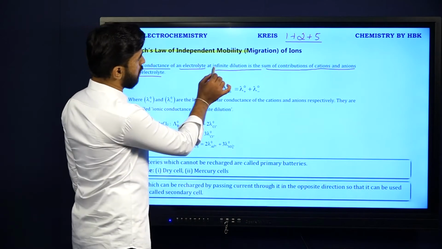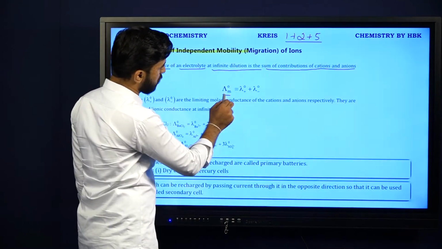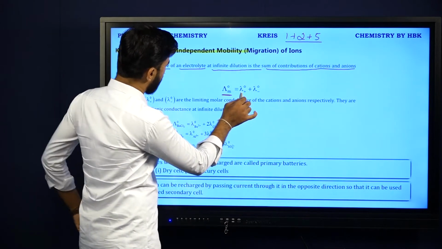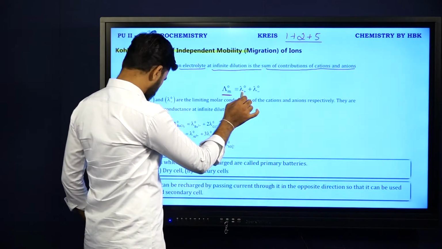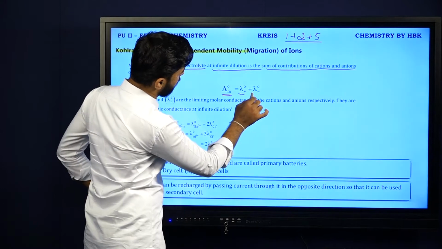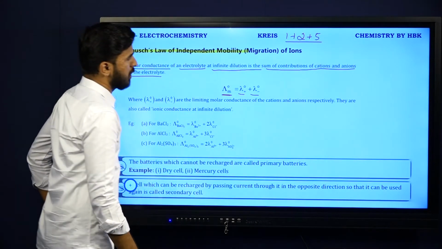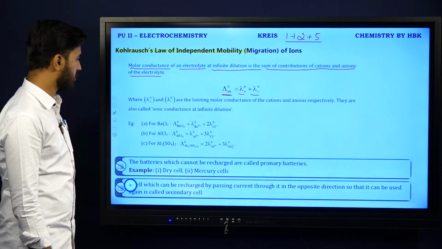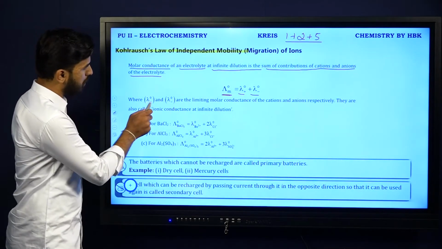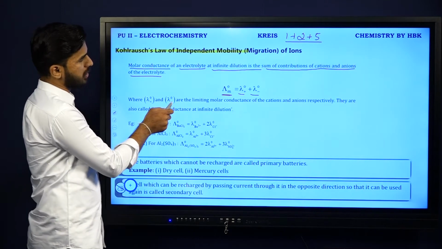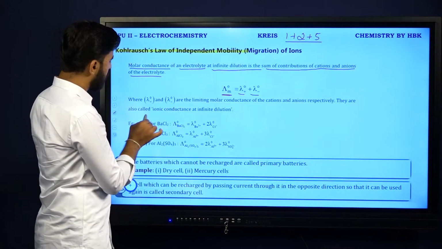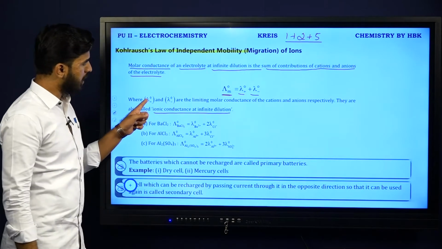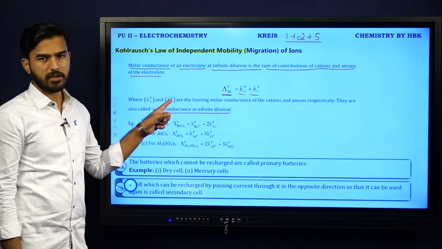Molar conductance of electrolyte at infinite dilute solution is this one, and it is the sum of contribution of cation and contribution of anion. So this is cation and this one is anion. So this is simple Kohlrausch's law of independent migrations, where lambda plus is cation and minus are anion respectively. They are also called ionic conductance because it is a conductance of cation and it is conductance of anion.